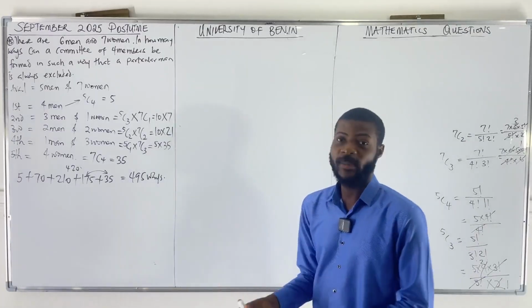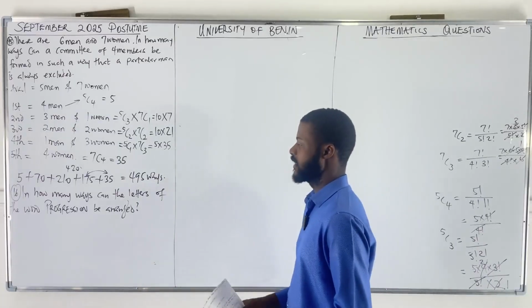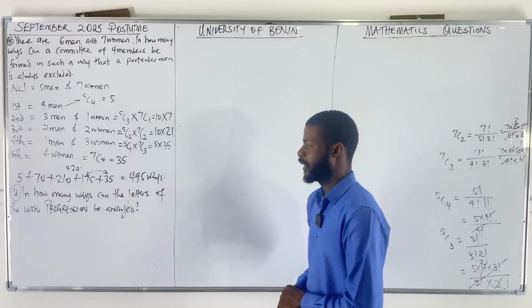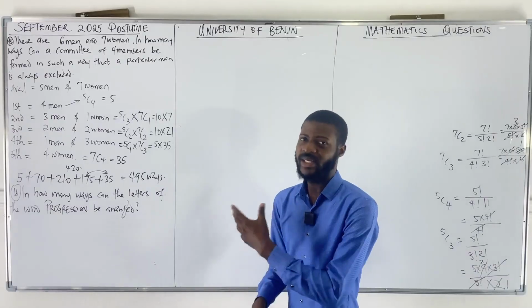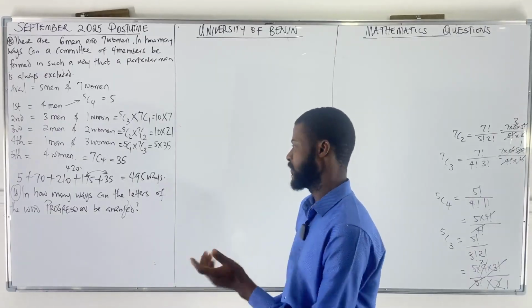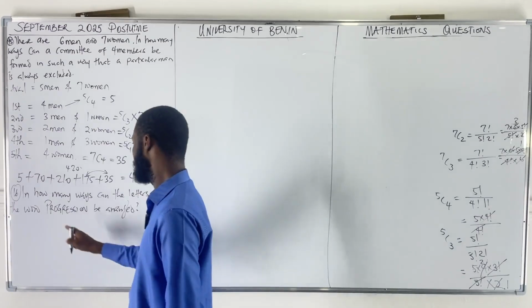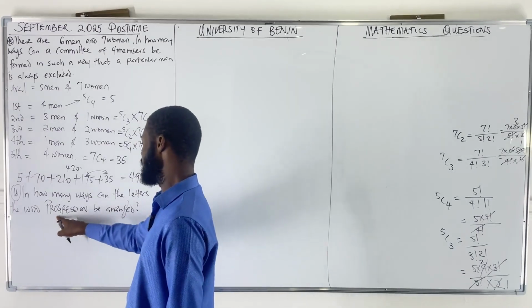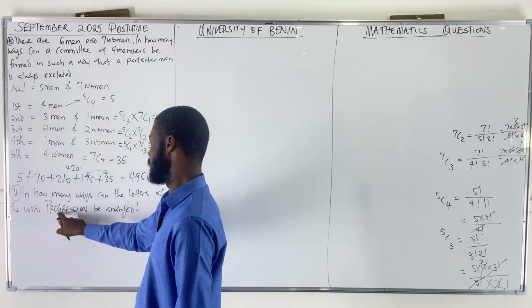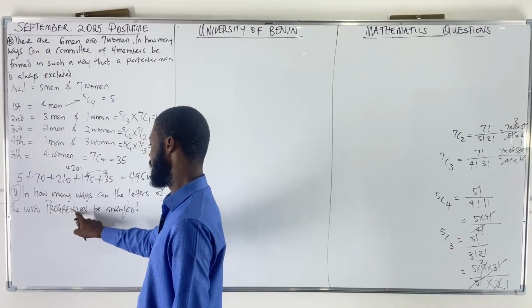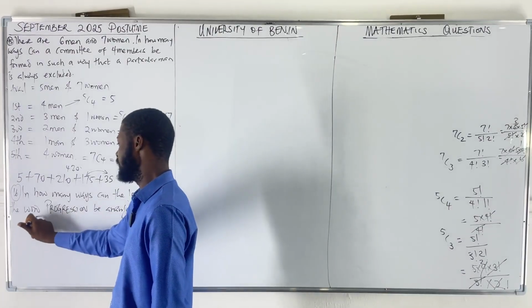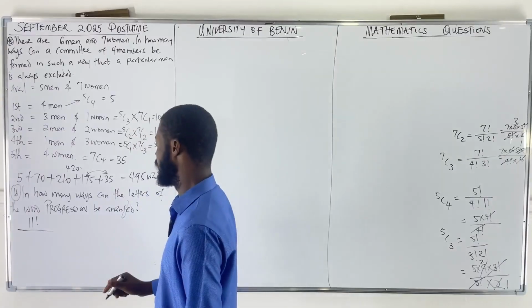Okay. Let's go to number 16. Question 16 says, in how many ways can the letters of the word progression be arranged? This one is easy. You've done this one during JAMB. So what I'm going to do here is, how many letters do I have here? This is 1, 2, 3, 4, 5, 6, 7, 8, 9, 10, 11. So this is 11 factorial over, let's count the repetition.